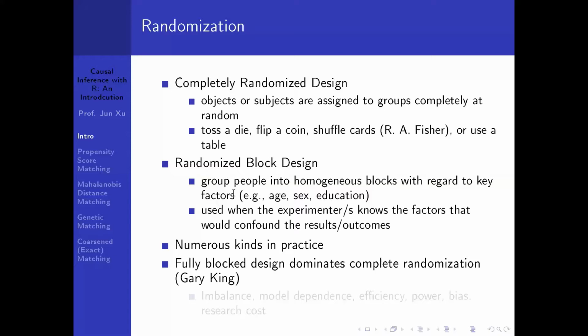To summarize, block design or fully blocked design in general dominates complete randomization. That is the first randomization category that I was just describing, according to Gary King, in terms of imbalance, model dependence, efficiency, power, bias, and research cost. So in general, the second big category, randomized block design, that is, we first group people into homogeneous blocks, then randomize, is much better than the first one.